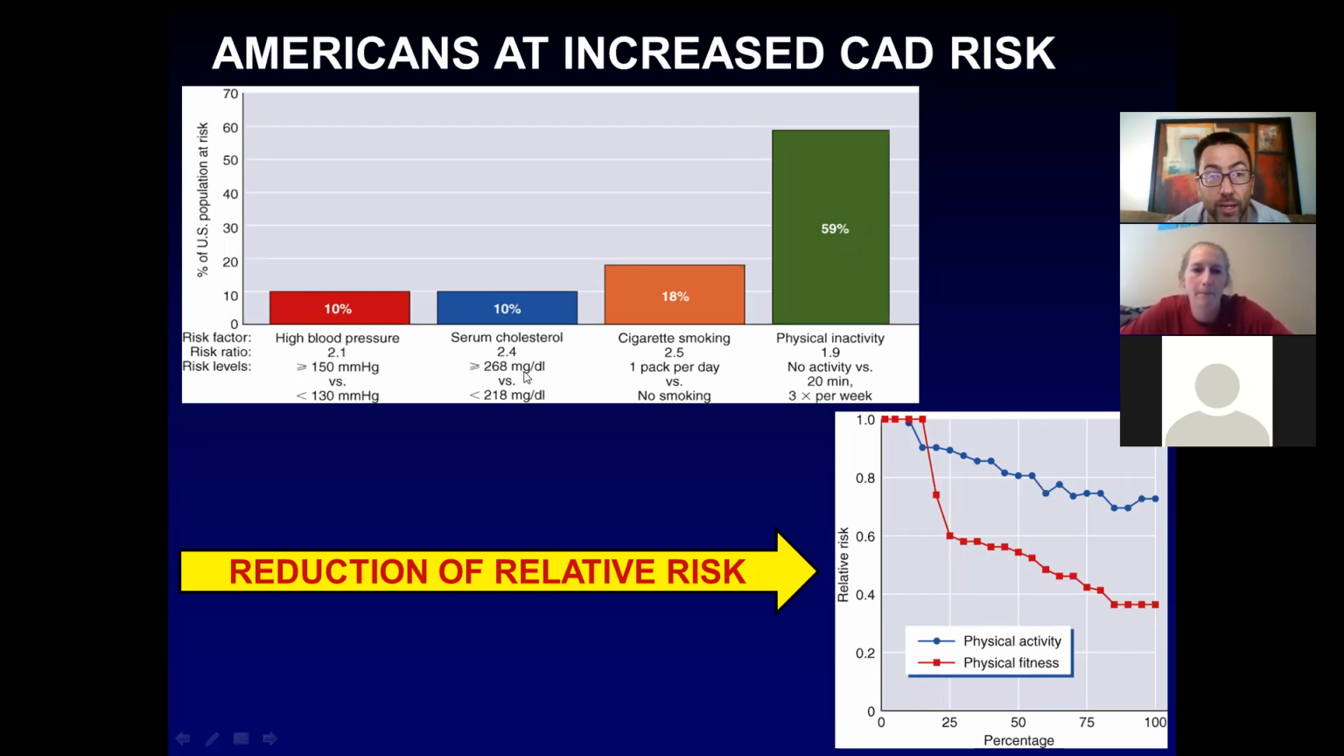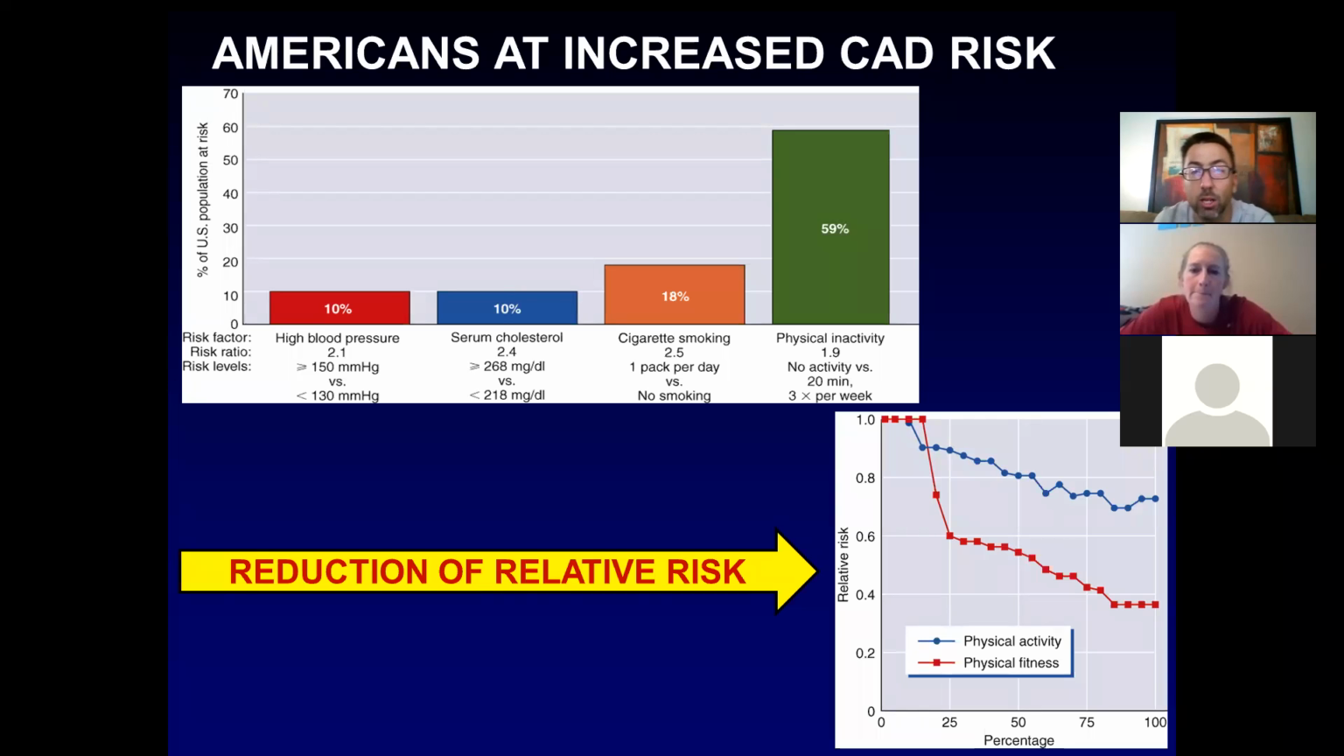If you have elevated serum cholesterol levels, if you're a person that's at 268 versus a person that's still high at 218, but if you're that much higher, you have about 2.5 times the risk of coronary artery disease, that also affects about 10% of the population. If you smoke, smoking may be the single thing that has the biggest effect on developing atherosclerosis and coronary artery disease. 1 pack per day of smoking versus not smoking at all is about 2.5 times the risk. Okay, that affects almost 20% of the population.